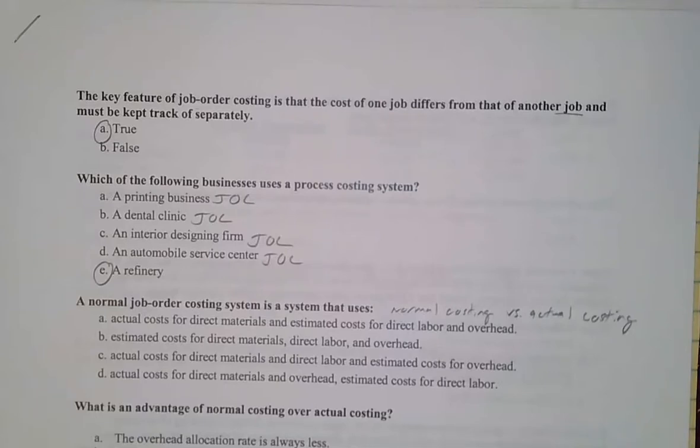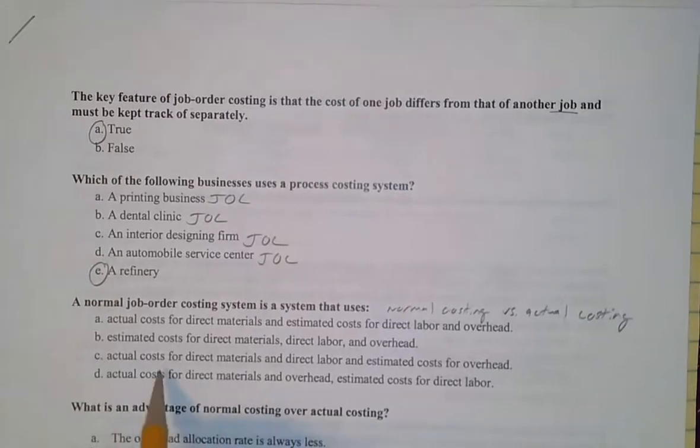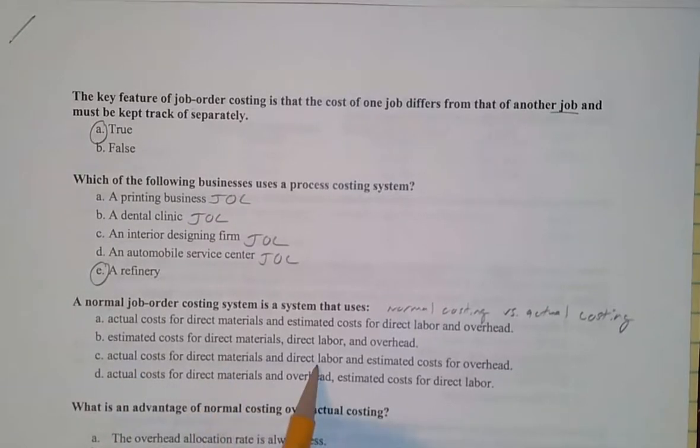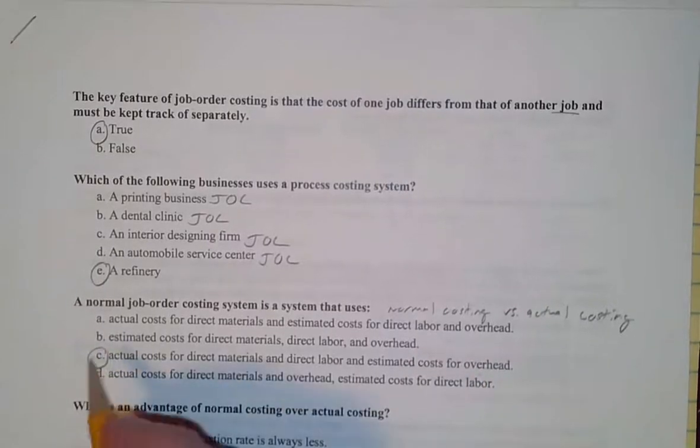So actually, none of these examples here, A through D, describe actual costing. In actual costing, we use actual cost for all three components. And we say that with normal costing, we're going to use actual direct materials, which is the same as actual costing. We're going to use actual direct labor, which is also the same as actual costing, but we're going to estimate overhead. Okay? So if we look here at choice C, it says actual costs for direct materials and direct labor, and then estimated costs for overhead. That is normal costing.